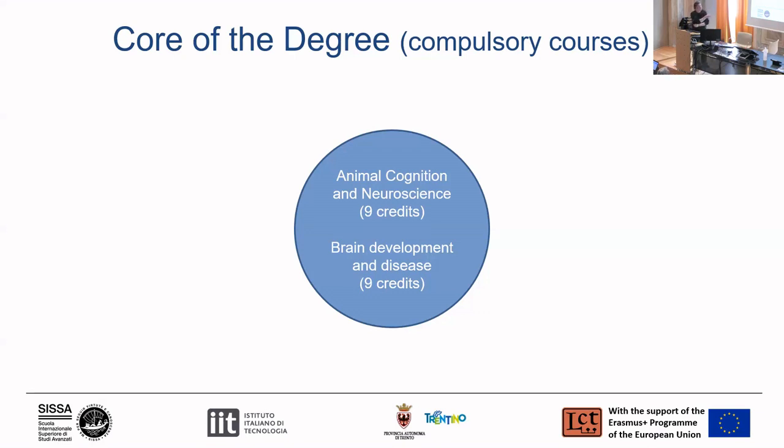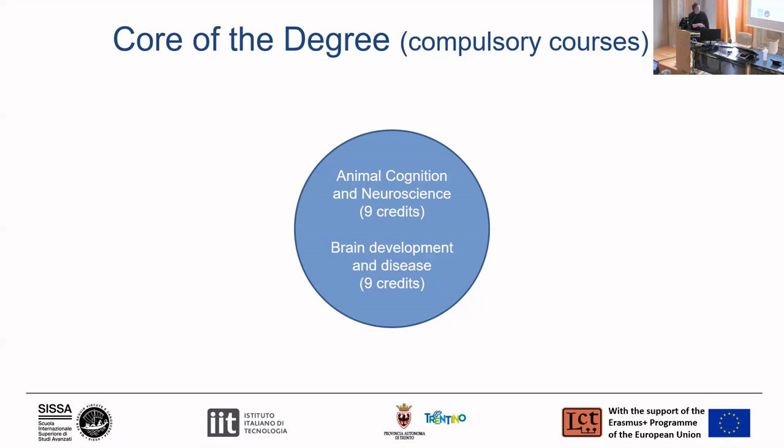You will be guided through everything. We call this course the same way as the Animal Cognition Neuroscience Laboratory. You will go through all the variety of topics that we are teaching. Brain development and disease is mostly on mice, and how you can manipulate brain development, and that can lead to abnormal development such as autism and so on.